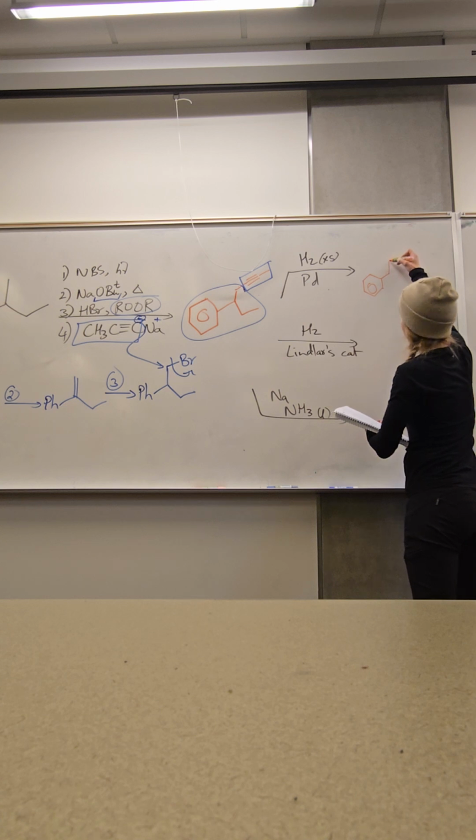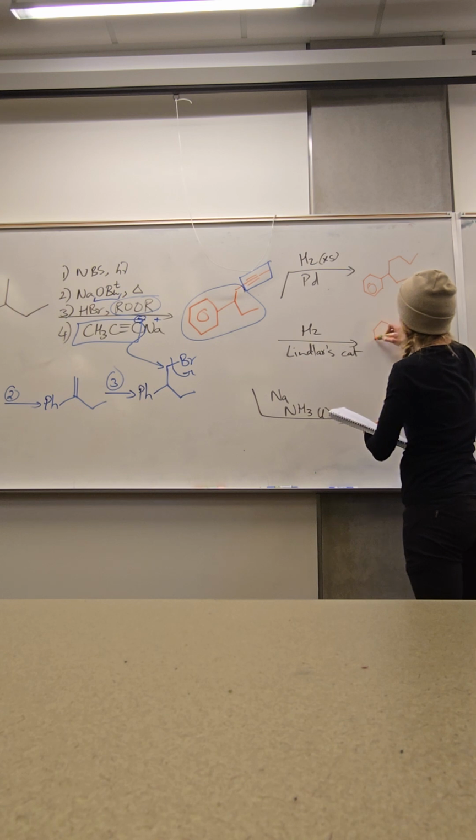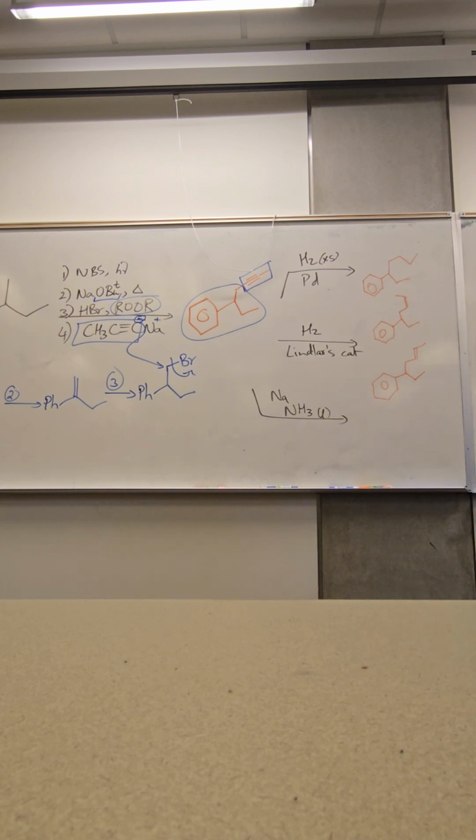1, 2, 3, 4. So that's complete hydrogenation, complete reduction to an alkane, and this is the cis product, right? And 1, 2, 3, 4, and the other is the trans product. Yep. Exactly. Is everybody okay? Make sense?